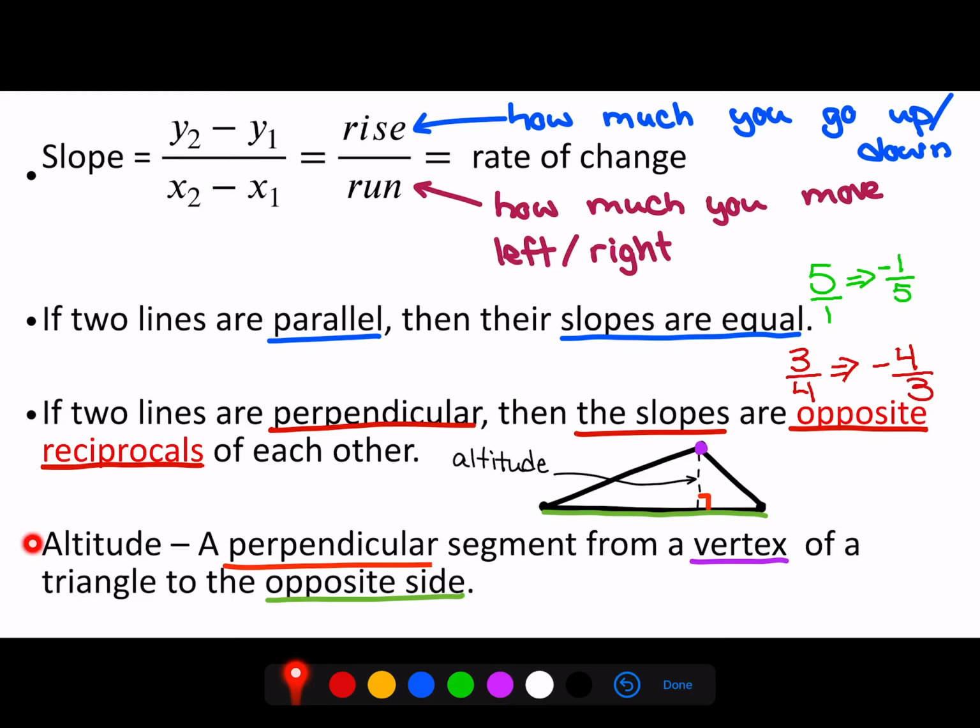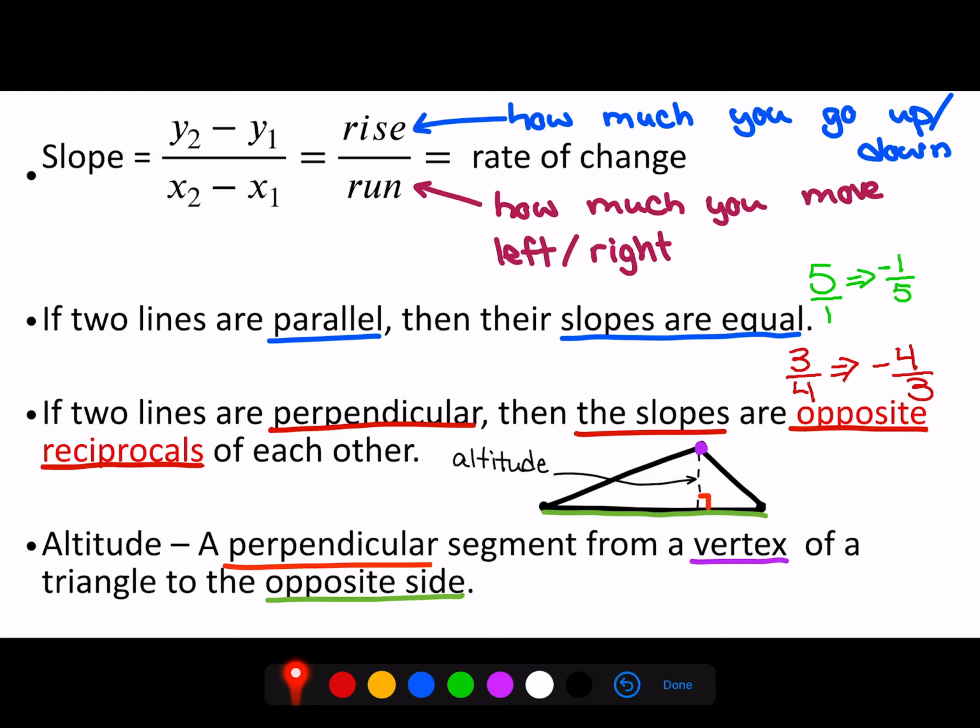The last definition that we have on this is altitude. Altitude is a perpendicular segment from a vertex of a triangle to the opposite side. So it's going to be perpendicular, so it's going to create a 90-degree angle to the opposite side, and it goes straight from one vertex, and it makes that perpendicular segment. So that is what an altitude is, and we'll be working with altitudes a little bit today as well.